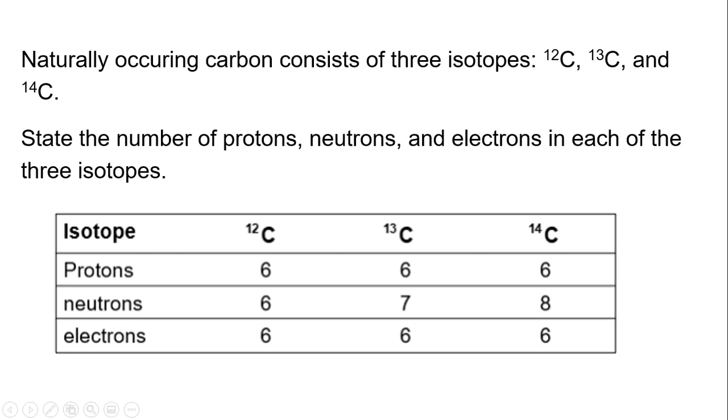So this is 14 minus 6 gives us 8 neutrons. 13 minus 6, the protons, gives us 7. And 12 minus 6, the protons, gives us 6 neutrons. So you don't handle them any differently. You just take the information you're given and you go forward with it the way you have been.